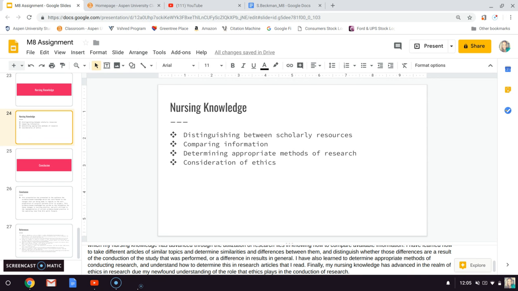I have also learned to determine appropriate methods of conducting research and understand how to determine this in research articles that I read. Finally, my nursing knowledge has advanced in the realm of ethics and research due to my newfound understanding of the role that ethics play in the conduction of the research itself.